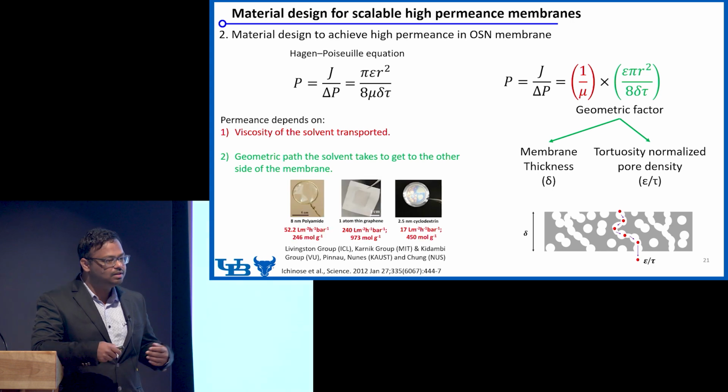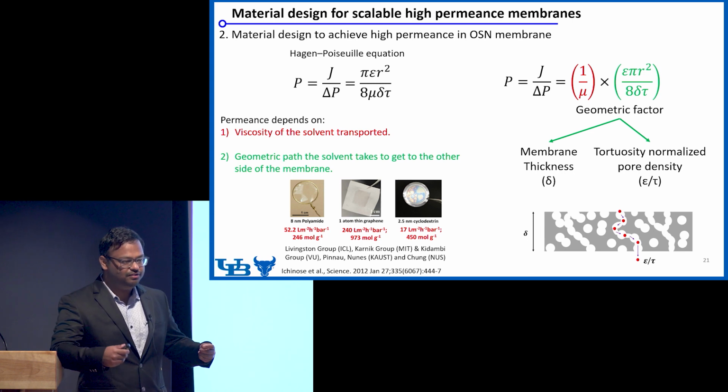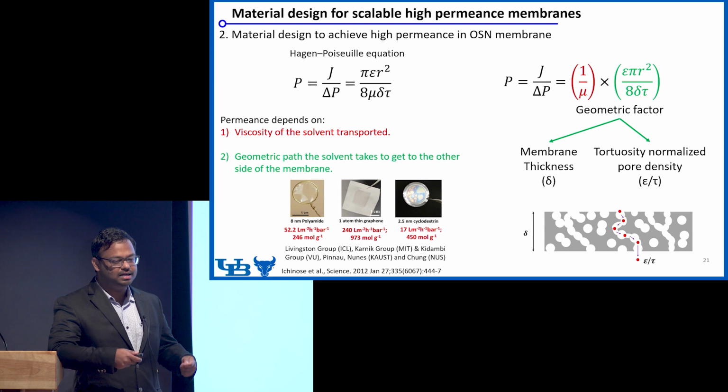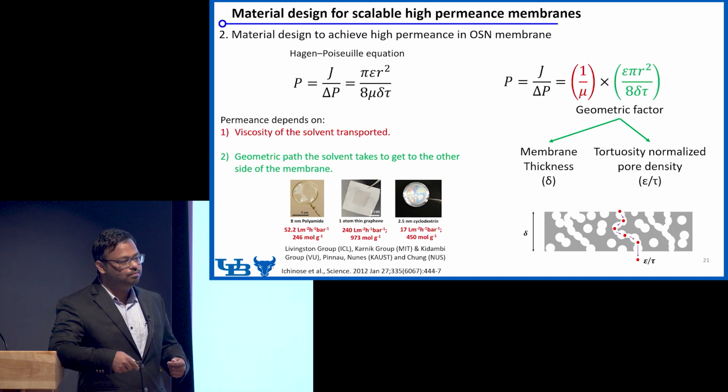And looking into the literature over the last decade, people have been trying to make thinner and thinner membranes. The problem with making thinner membranes is scalability. If you try to make a 1 atom thin membrane, it's very difficult to make centimeter square or even meter square of those membranes. So what we try to tune in our new material is this factor.